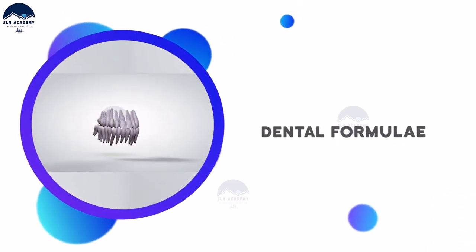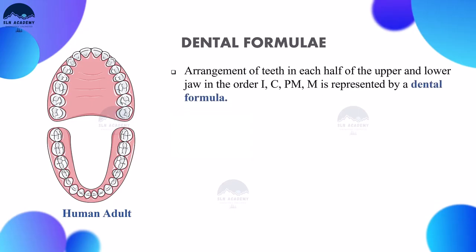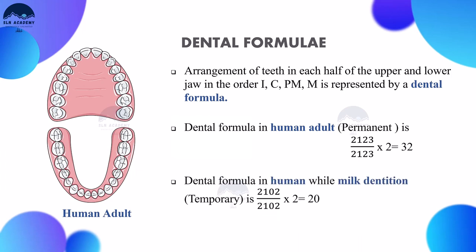Dental formula. Arrangement of teeth in each half of the upper and lower jaw in the order I, C, PM and M, that means incisors, canines, premolars and molars. And it is represented by a dental formula. Dental formula in human adults, which represents permanent teeth, is 2123 by 2123. In total, there are 32 teeth in a human adult. Dental formula in human milk dentition is 2102 by 2102. In total, there are 20 teeth in milk dentition of human.